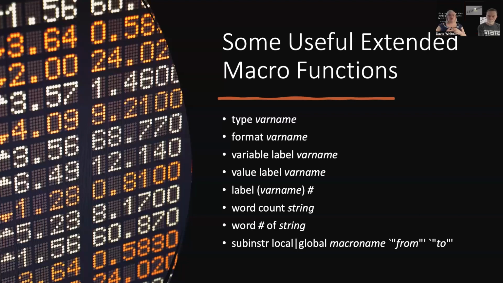You've then got word count and then string. This could be another macro or even just a straight up string that I've given it, or it could be a list of variable names, and it will give me the total number of words counted with space as the separator. Word number of string we demonstrated before. And then there's a special sub in string extended macro function, which is a little bit more complicated, but it's essentially subbing something into a macro that already exists. So it's a macro that contains a string and you're just trying to make replacements to it.